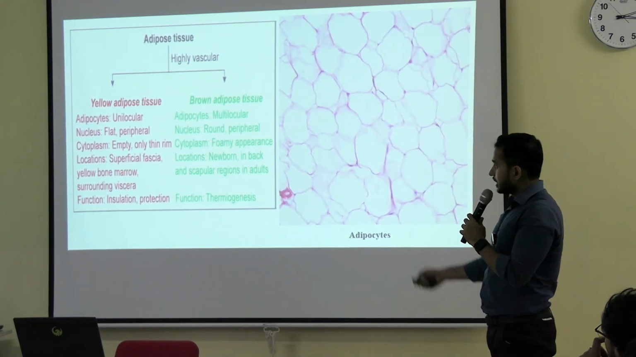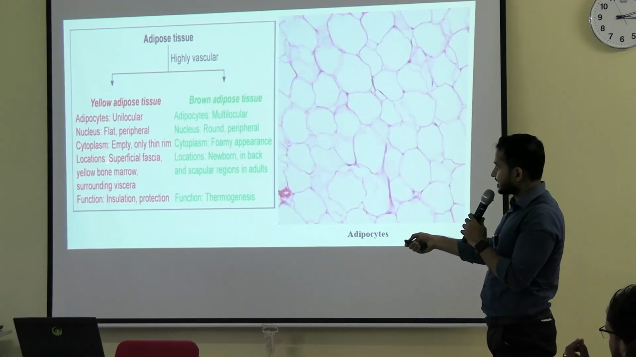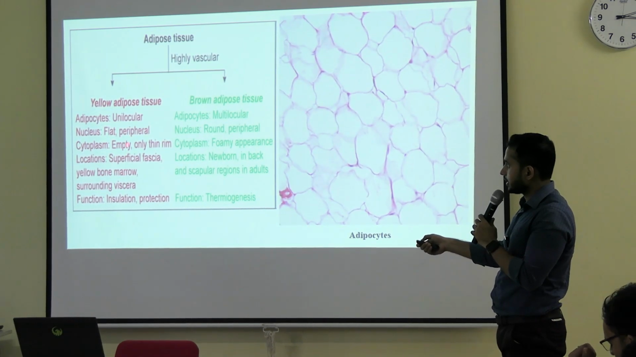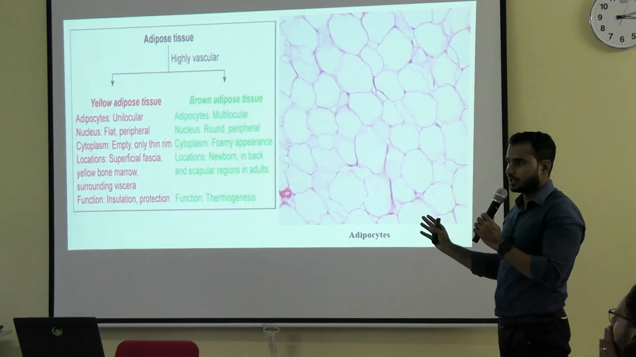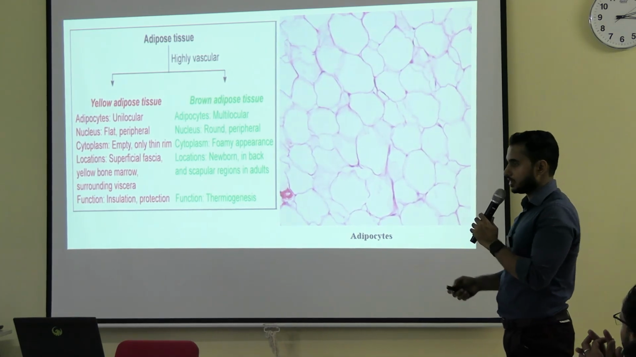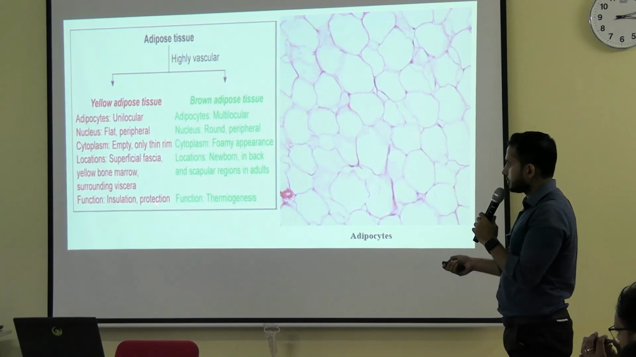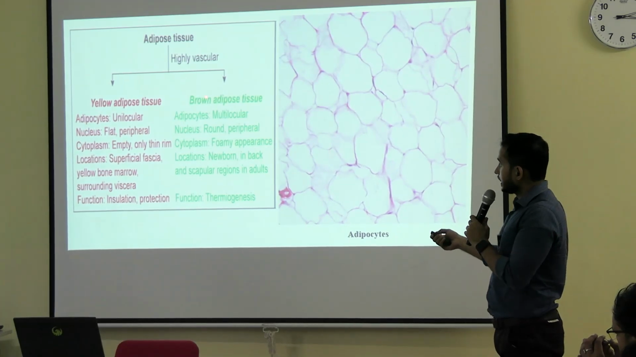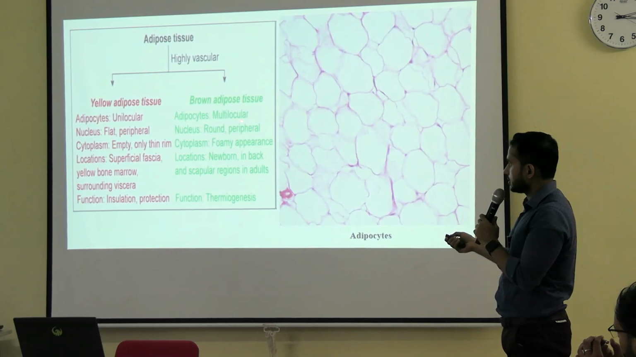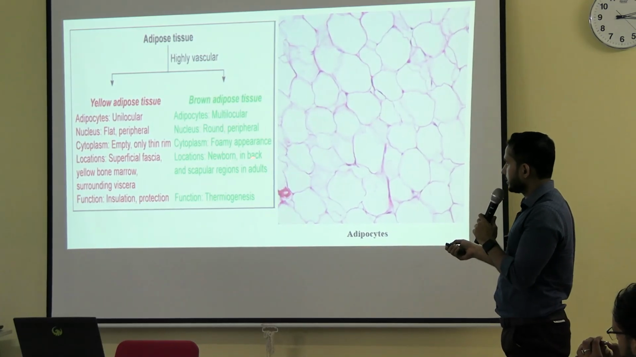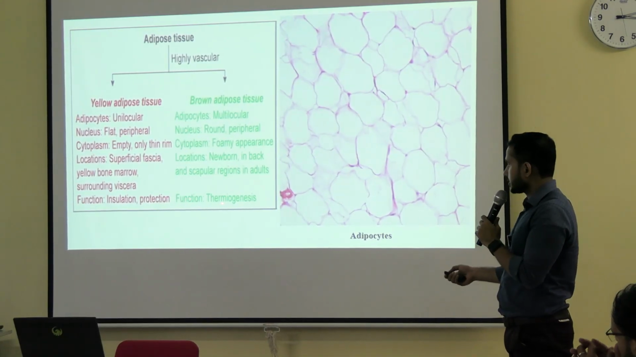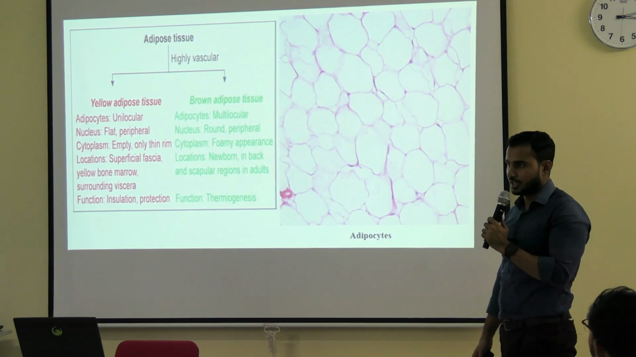I have already explained. Now here, in the location you can see superficial fascia, yellow bone marrow, surrounding the viscera. These are the areas where yellow adipose tissue is present, which is abundant in our body as compared to the brown. Next, what is the function? Insulation and protection. If you see the brown adipose tissue, here adipocytes are present, but which variety? Multilocular. Now, what is the location? Newborn, in the back scapular region, in adults, etc. Now, what is the function? Thermogenesis, that means production of heat.